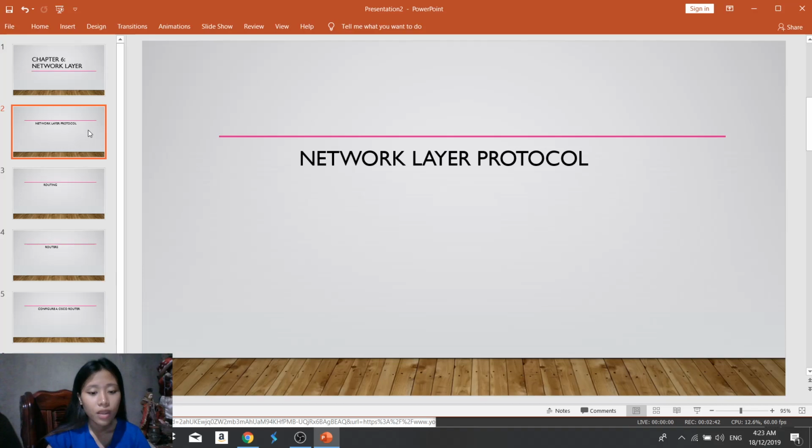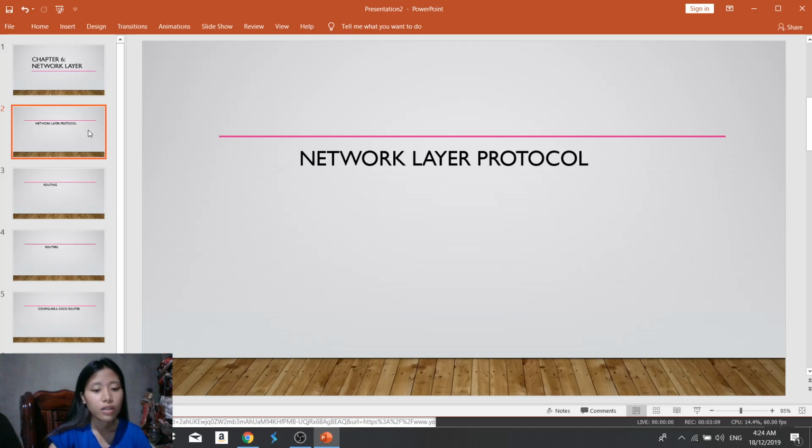For de-encapsulation, when the packet arrives at the network layer of the destination host, the host checks the IP header of the packet. If the destination IP address within the header matches its own IP address, the IP packet is de-encapsulated by the network layer.